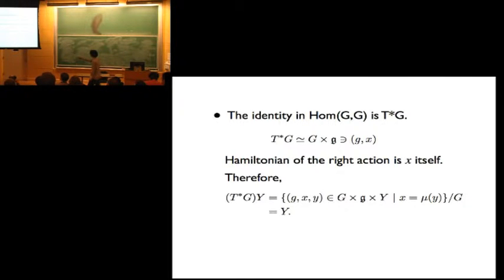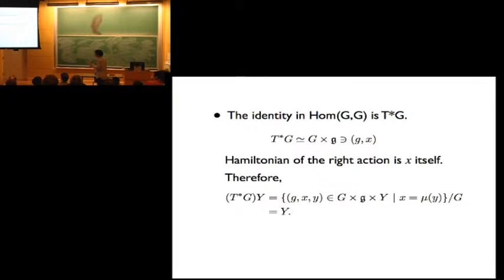Therefore, if you multiply this T star G with anything with G action in the holomorphic symplectic sense, then by definition, this is the subset of (g, x, y) in capital G times the Lie algebra times y, in which the Hamiltonian of this side, T star G, equals the Hamiltonian of the y side, and you need to divide by G. So this just sets x to be mu of y, and you just remove the first small g, so it just becomes y. So T star G is an identity in Hom(G, G). This is why I needed to choose the holomorphic symplectic category to make it a TQFT.